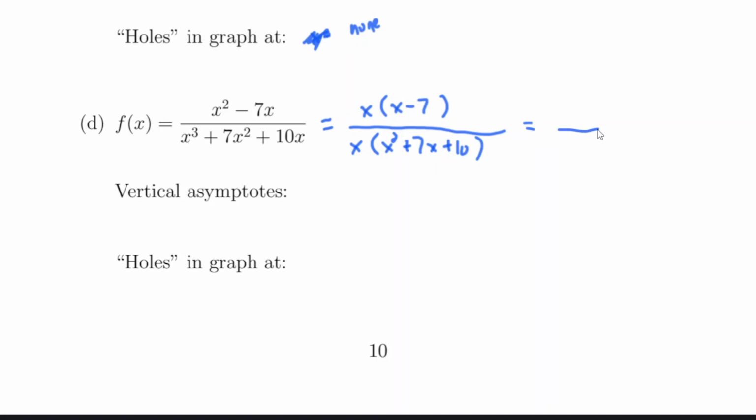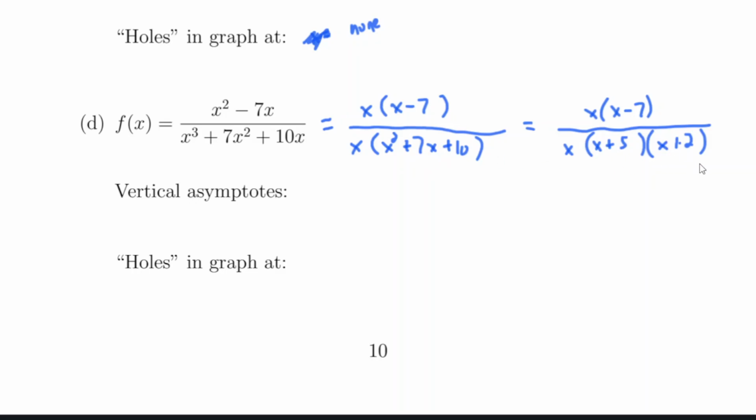And now let's factor the denominator even further. So we still have our x times x minus 7 up here. We have x down there. And let's see, how will this factor? I believe it factors to x plus 5 times x plus 2. Okay, x squared. Then we'd have a 5x and a 2x would give you 7x, and 5 times 2 is 10.